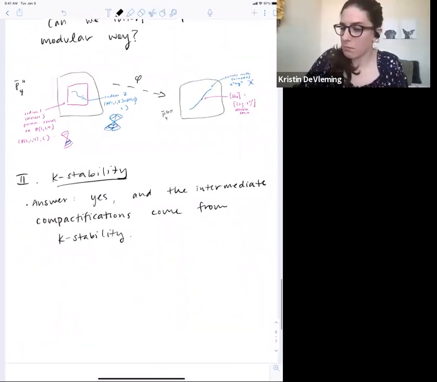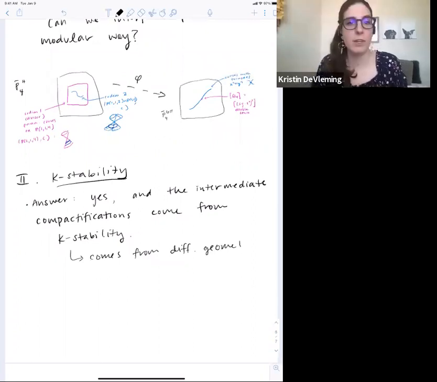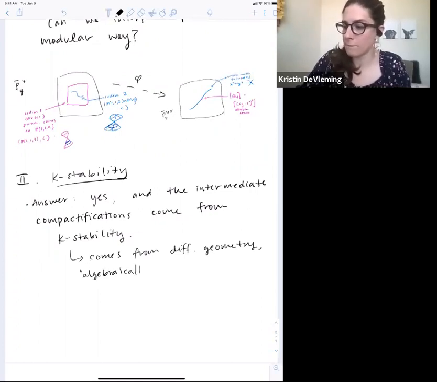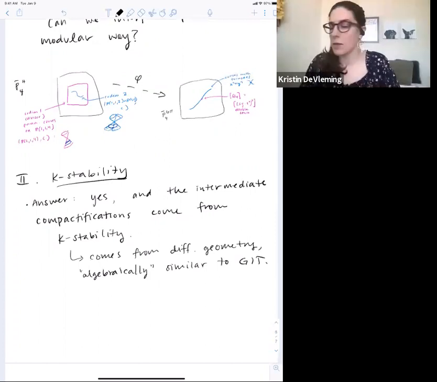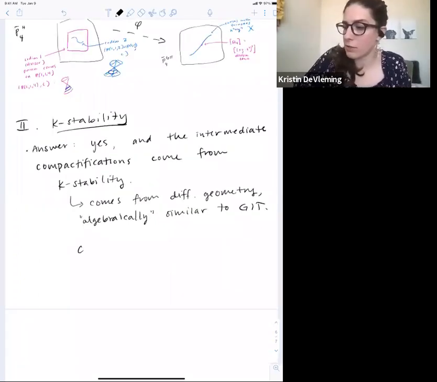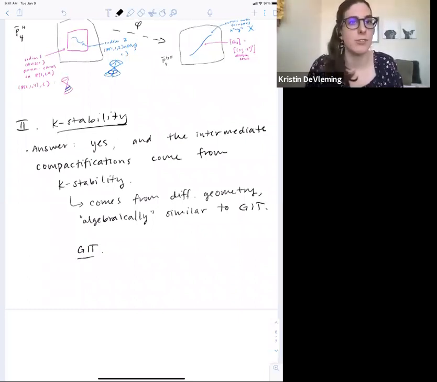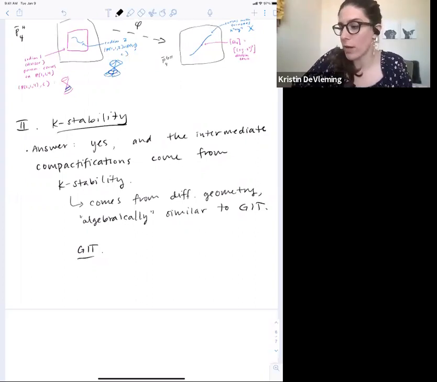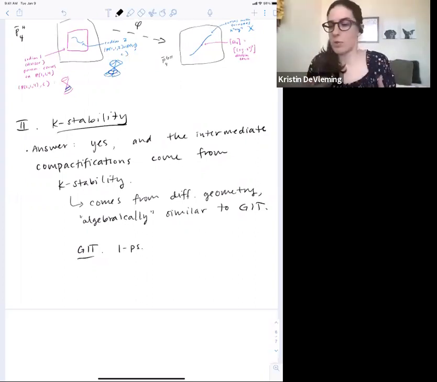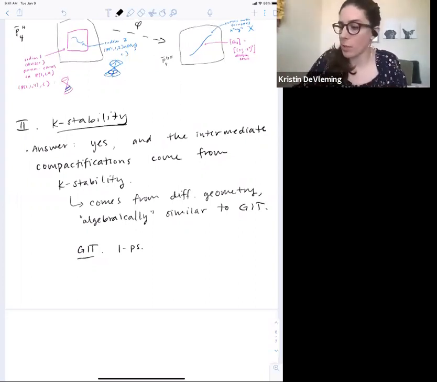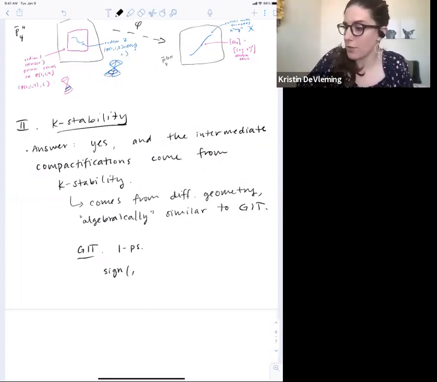So K-stability initially comes from differential geometry. And if you're familiar with GIT, I would say that it's algebraically similar to GIT. And by that I mean in GIT, if you're trying to determine if an object is GIT stable or GIT semi-stable, you take a one parameter subgroup, which is essentially a family of one object inside a Hilbert scheme. So you take a one parameter subgroup and you look at the sign of the Hilbert-Mumford weight of that subgroup.